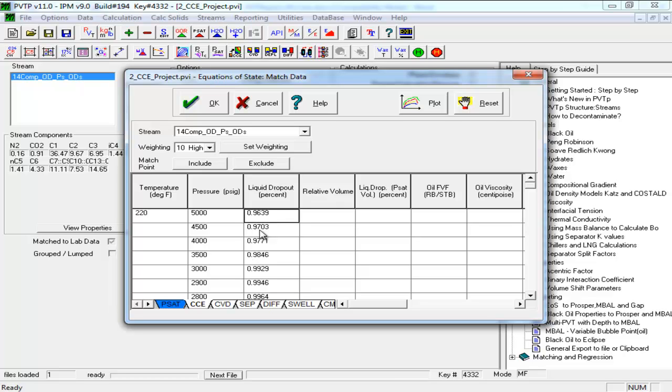So for density, they give 20, and for volume they give 10, and I don't remember what they give for other points. But these are the main weights that you have to give.